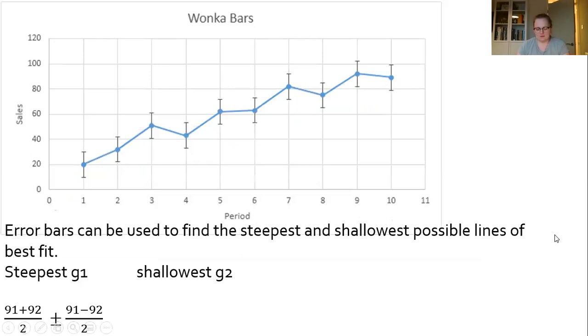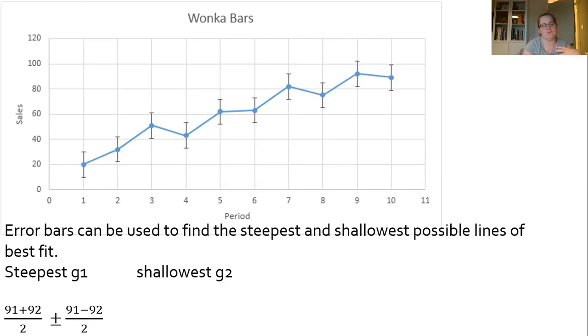Error bars as well can be used to find our steepest and shallowest possible lines of best fit. So if you're doing a line of best fit, you can do them across the average, but you can also do the steepest and shallowest. Our steepest would be G1, so gradient 1, and shallowest would be gradient 2. And what we can do with that is we can do this little equation.